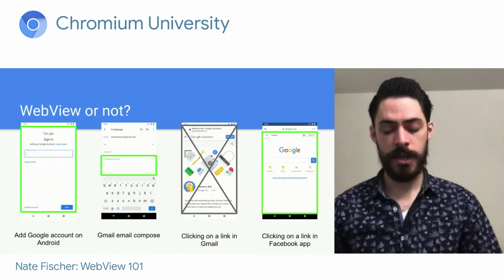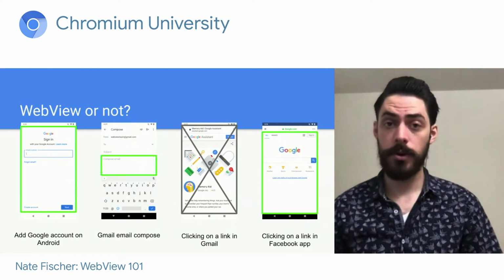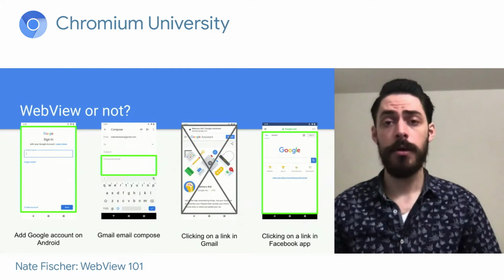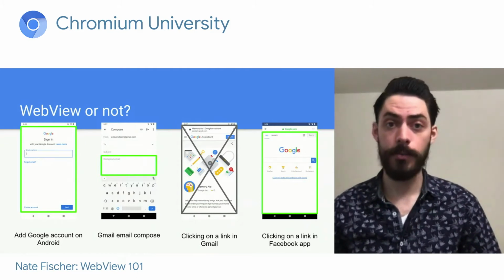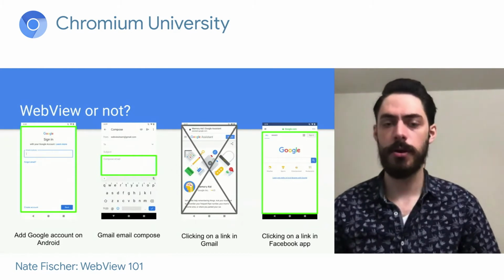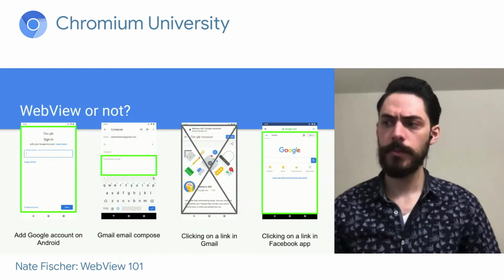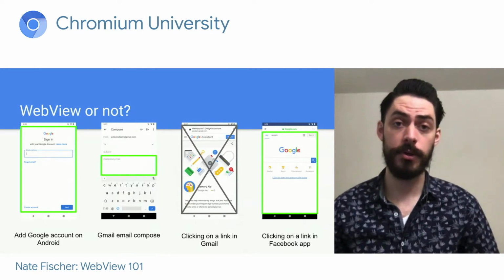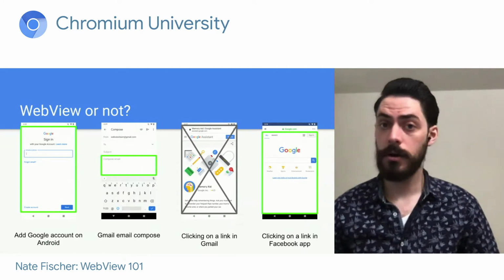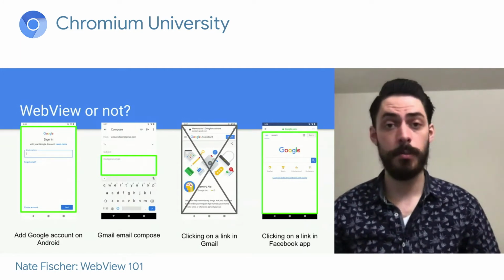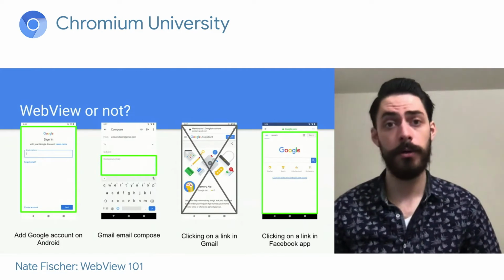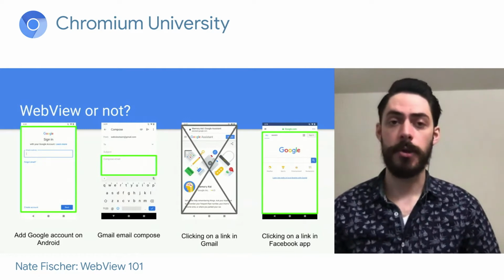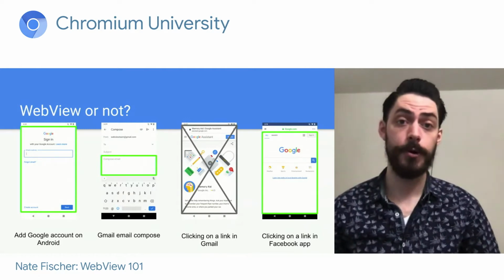Clicking on a link in Gmail is actually not a web view. Even though we're loading a web page, it seems like kind of an obvious use case for a web view. This uses a different technology called Chrome custom tabs, which I won't cover too much in this talk. But interestingly, if you're on Facebook and you're scrolling down your newsfeed and you click on a link that your friend posted, this is a very similar user journey to the Gmail user journey, but it actually uses WebView. It does not use Chrome custom tabs, even though they actually look quite similar.